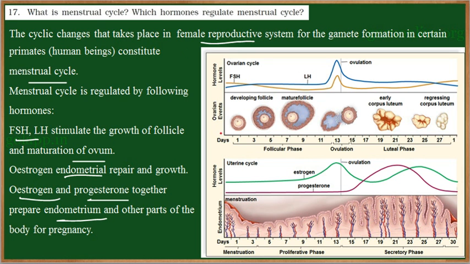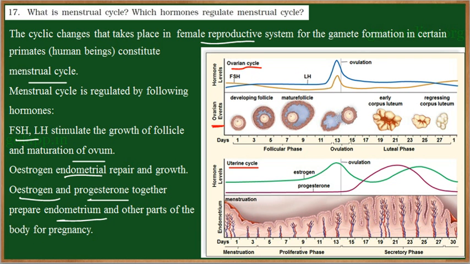This part represents the set of events which occur within the ovary, and this part represents the set of events which occur within the uterus. This cycle is called the uterine cycle and this cycle is called the ovarian cycle.